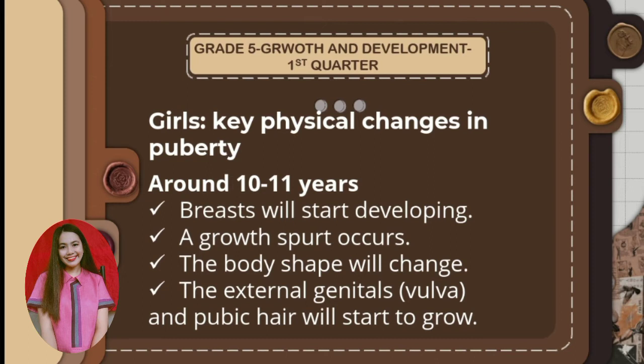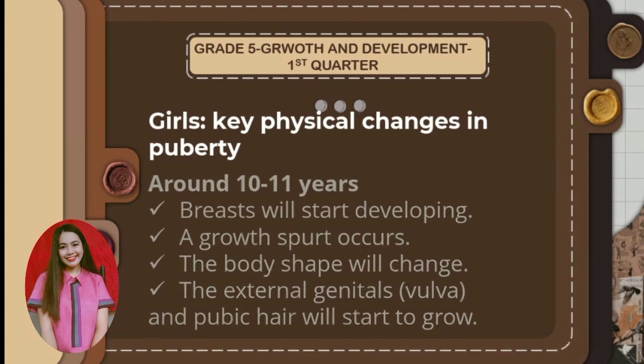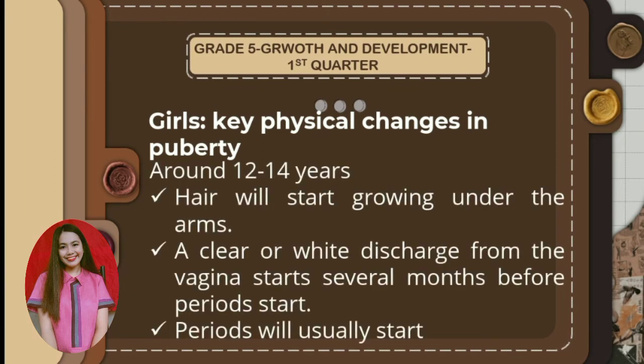Next, the external genitals, or the vulva, and hair will start to grow. The hair will get darker and thicker over time. Around 12 to 14 years, about 2 years after breast development starts, the hair will start growing under the arms. A clear or white discharge from the vagina starts several months before periods start. If the discharge bothers the child, you could suggest the child uses a panty liner.